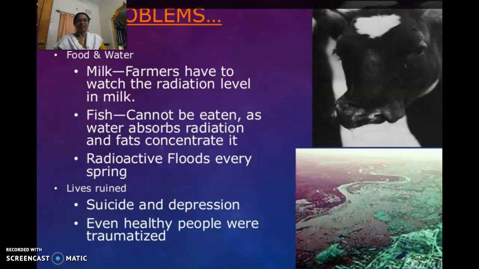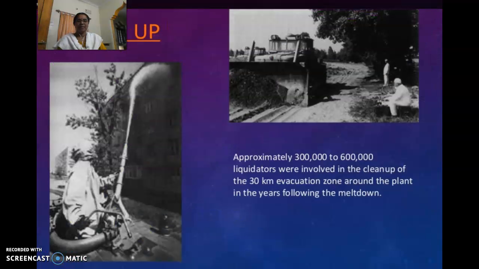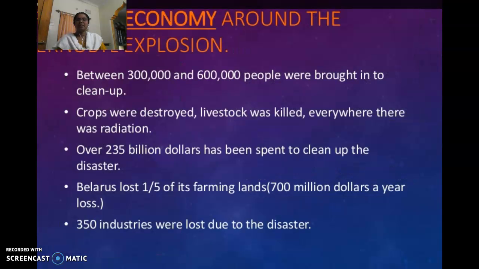These are all disadvantages. Approximately 300,000 to 600,000 liquidators were involved in the cleanup of a 30-kilometer evacuation zone around the plant in the years following the meltdown. Such a long process also affects the economy around the Chernobyl explosion.